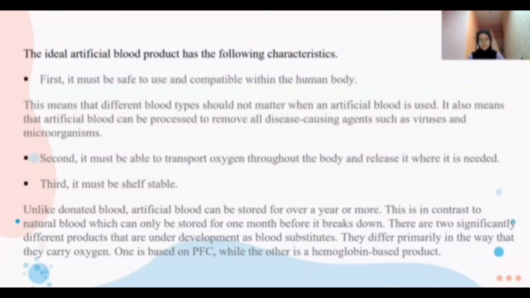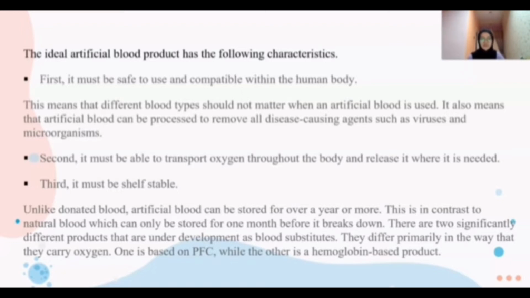The ideal artificial blood product has the following characteristics. First, it must be safe to use and compatible within the human body. This means that different blood types should not matter when the artificial blood is used. It also means the artificial blood can be processed to remove all disease-causing agents such as viruses and microorganisms. Second, it must be able to transport oxygen throughout the body and release it where it is needed. And third, it must be shelf stable. Unlike donated blood, artificial blood can be stored for over a year or more. This is in contrast to natural blood, which can only be stored for 1 month before it breaks down.